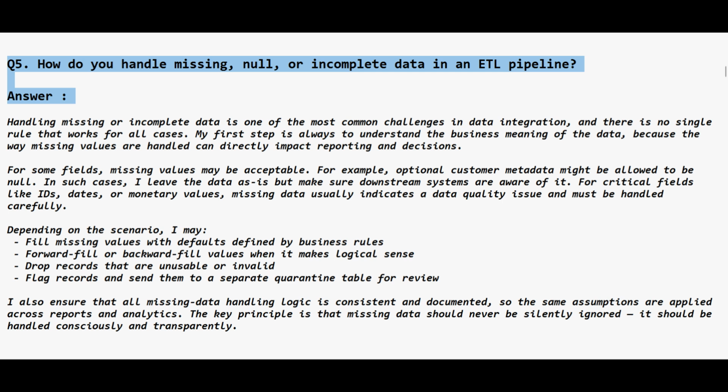I also ensure that all missing data handling logic is consistent and documented, so the same assumptions are applied across reports and analytics. The key principle is that missing data should never be silently ignored. It should be handled consciously and transparently.